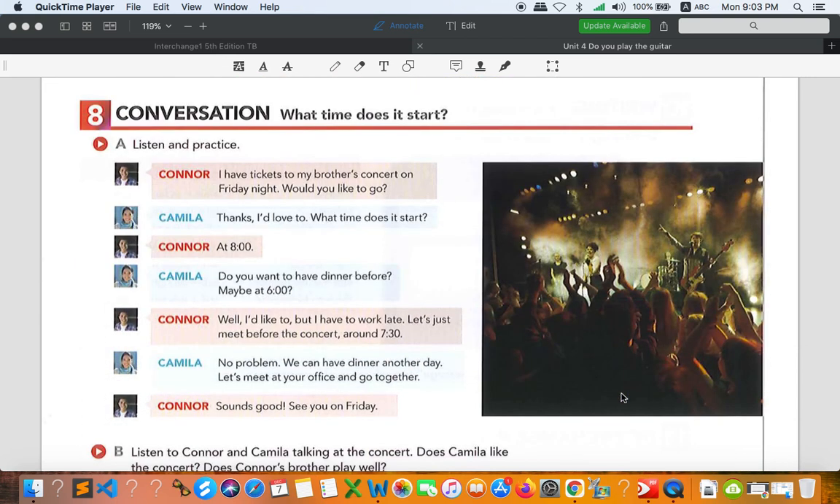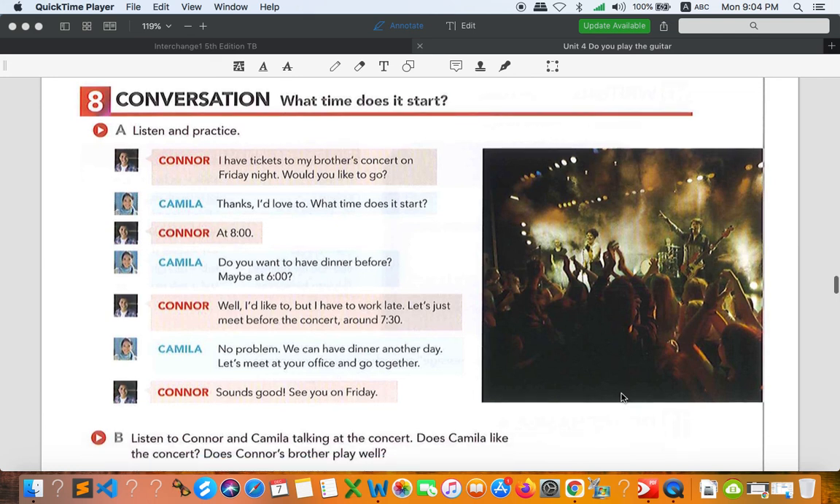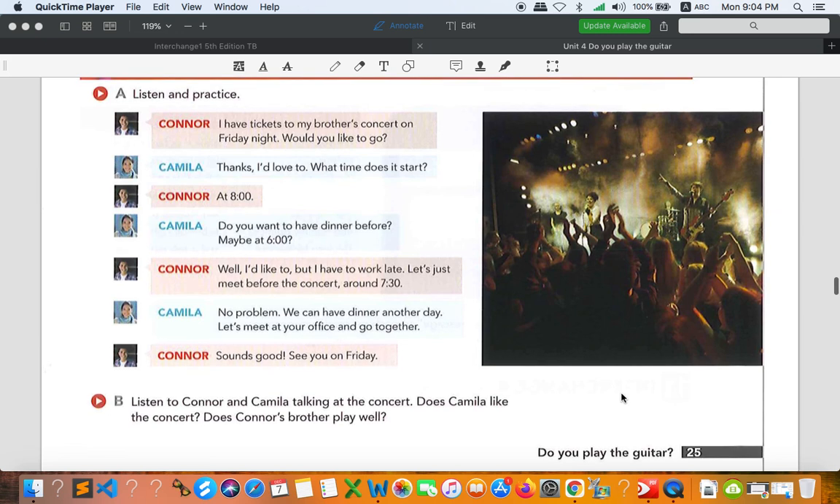Let's go to number 8. What time does it start? So this is also another listening, everyone. So you are going to listen to Connor and Camilla. All right. So they are talking about something, maybe a concert to start. Okay. But I'd like you to pay attention to part B. Listen to Connor and Camilla talking at a concert. Does Camilla like the concert? Does Connor's brother play well? So what you need to do is to listen and find out the answer for this.